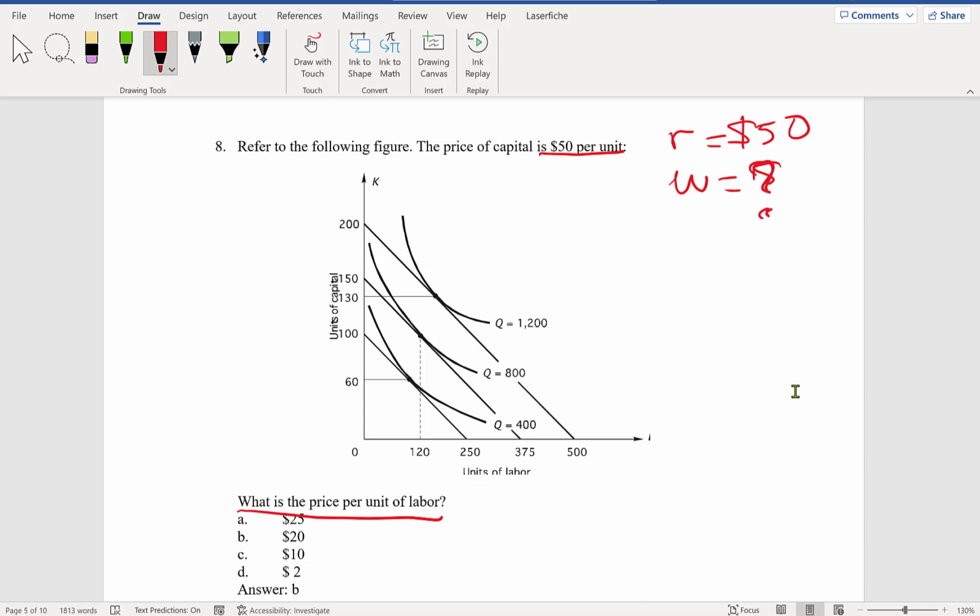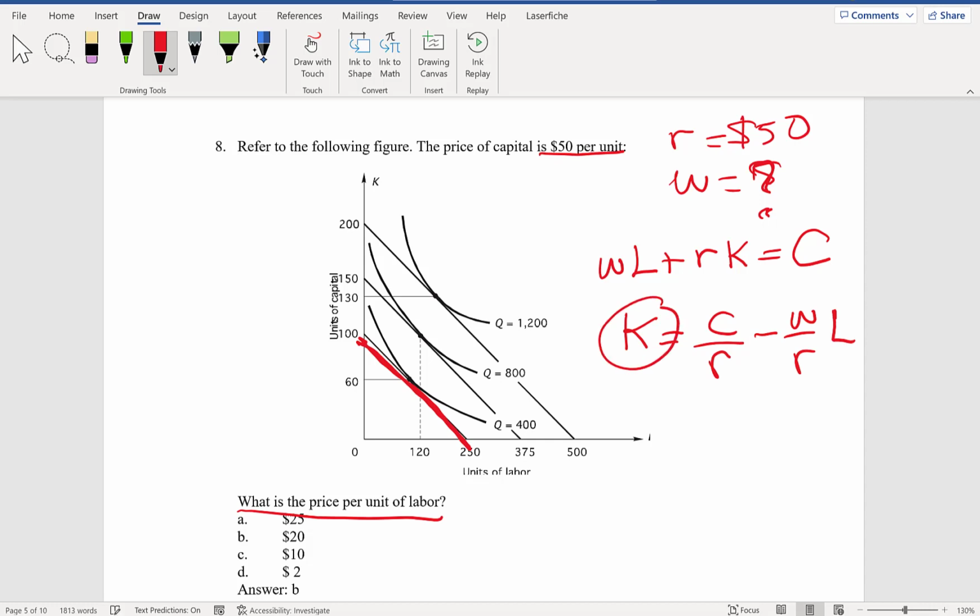Very, very easy. Grab any of these budget lines. It doesn't matter. I'm going to grab this one. Alright, so if you remember the budget line general form, it is wage times labor, the total cost spent on labor, plus rental rate times capital. This needs to be equal to the cost. And if you reorganize this, it's going to look like K equals C over R, or C times 1 over R, minus W over R times L. We are just rearranging. This is Y. This guy is X.